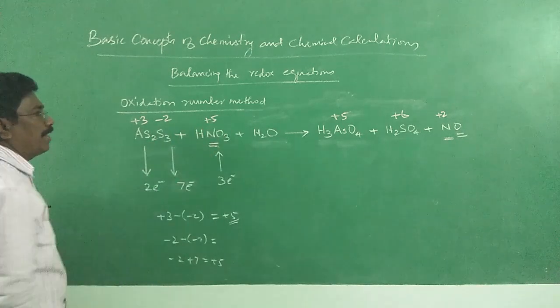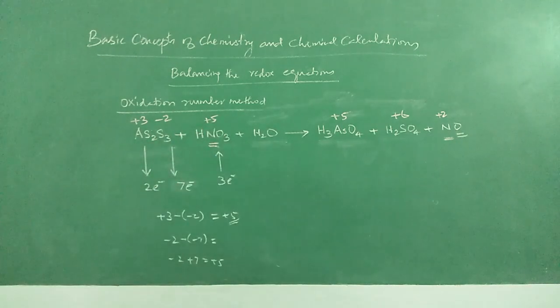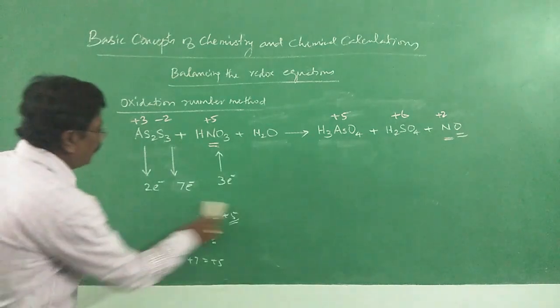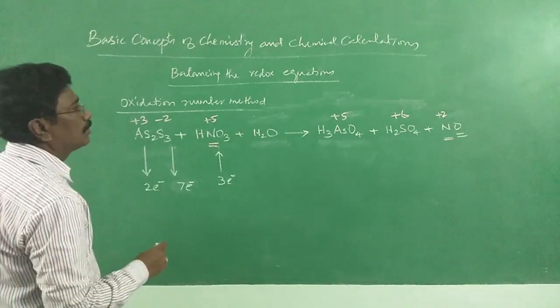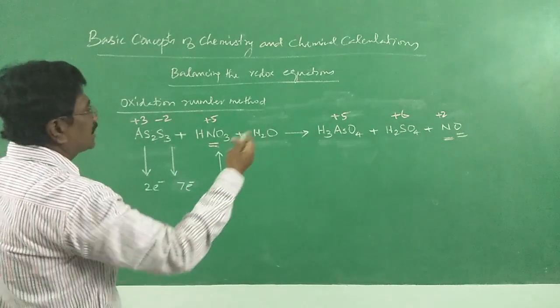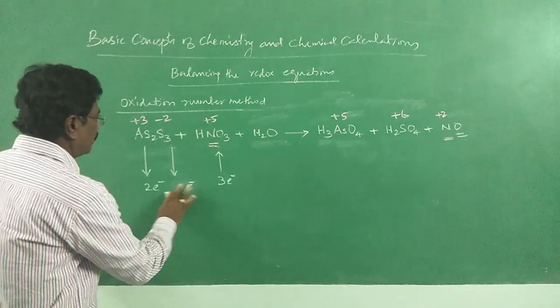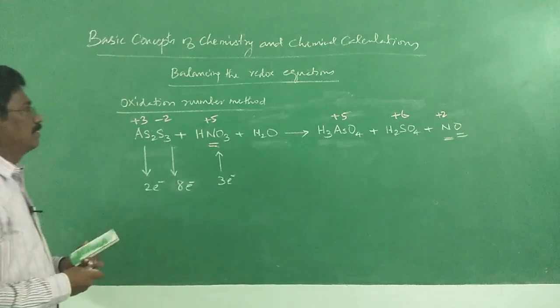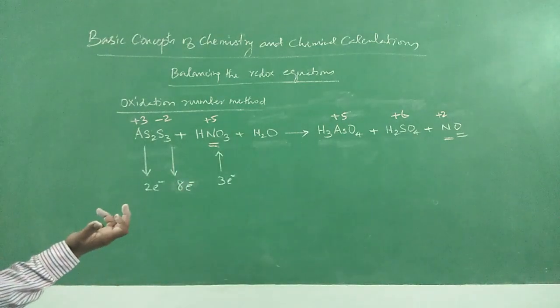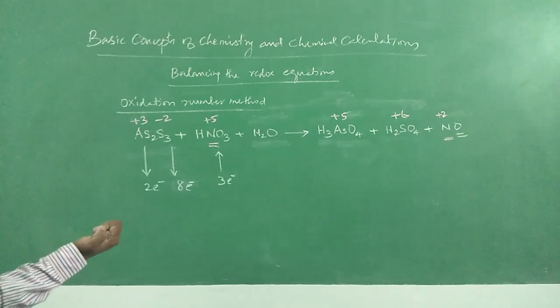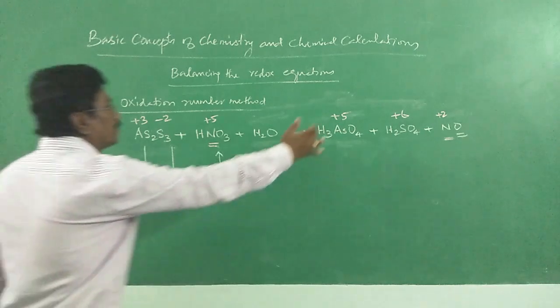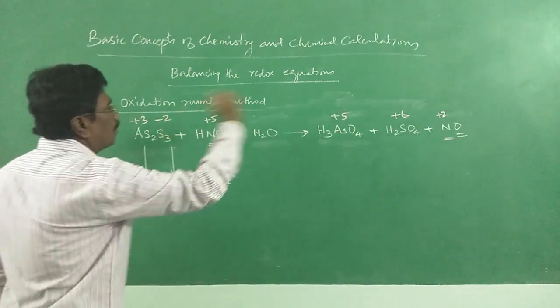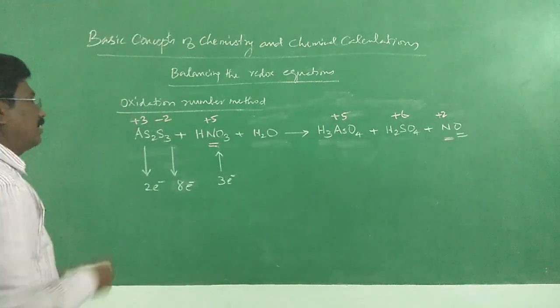Therefore, sulfur from minus 2 is oxidized to plus 6, therefore 8 electrons. Minus 1, 0, plus 1, plus 2, plus 3, plus 4, plus 5, plus 6, 8 electrons. We have calculated plus 5. Sulfur from minus 2 is oxidized to plus 6, therefore 8 electrons.